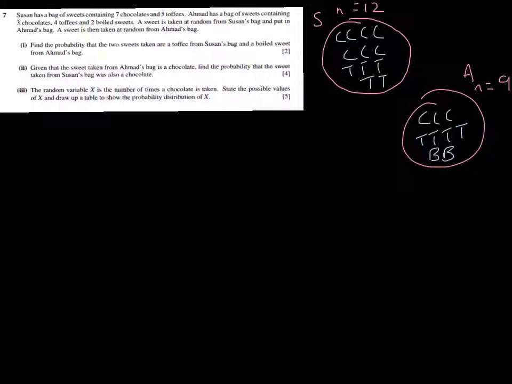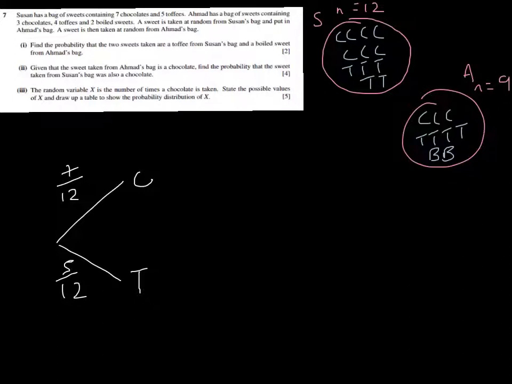So we're going to go for a probability tree, and I'm going to go for Susan's bag first of all, and what she selects. So she's got 2 choices there, either a chocolate or a toffee. So let's do that first. So the probability that she chooses a chocolate lolly is going to be 7/12. Probability that it's a toffee lolly is going to be 5/12. So that's okay so far.